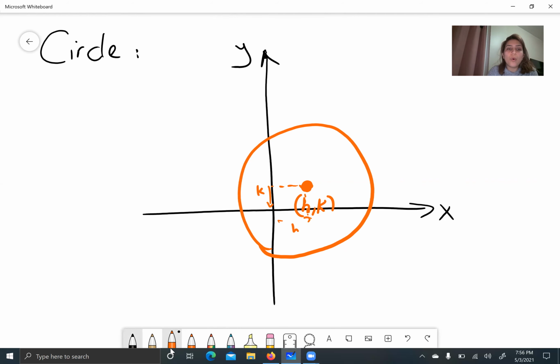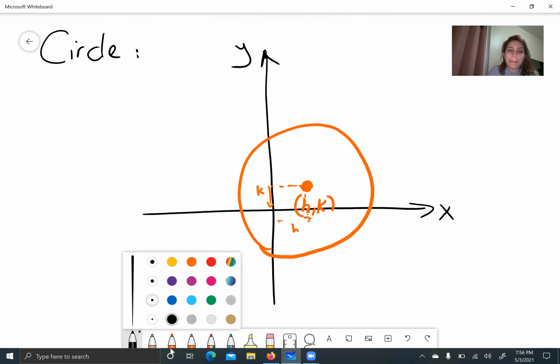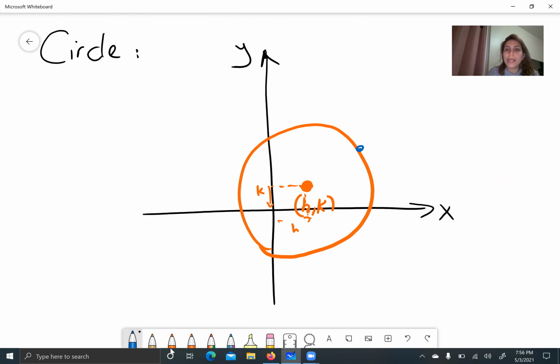And then any point on this circle, any point that you pick on the object, has the same distance from the center. So if you pick this point on the circle, it has a distance of r from the center. R is just a label. You pick another point, it again has the same distance from the center.